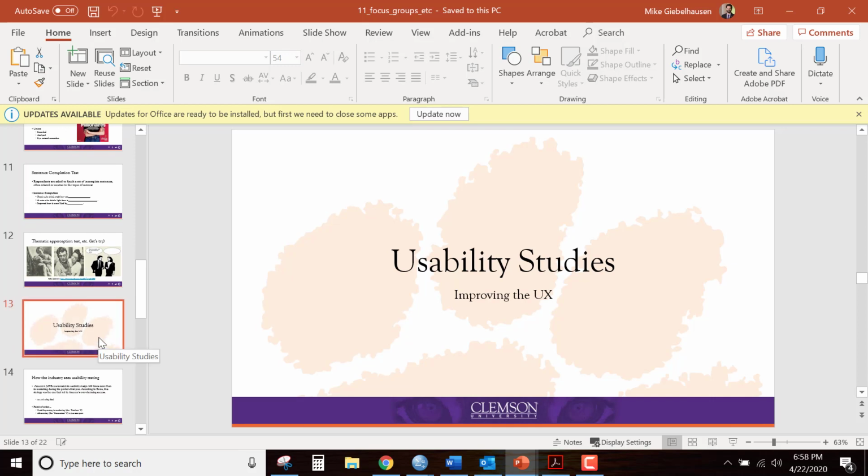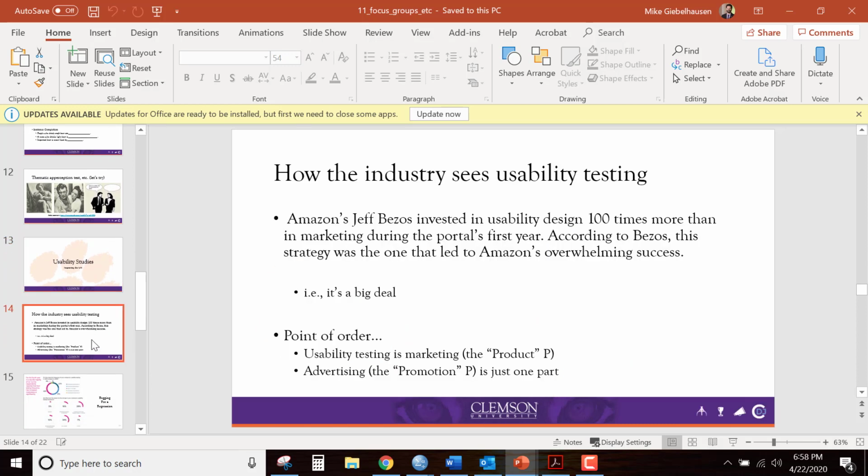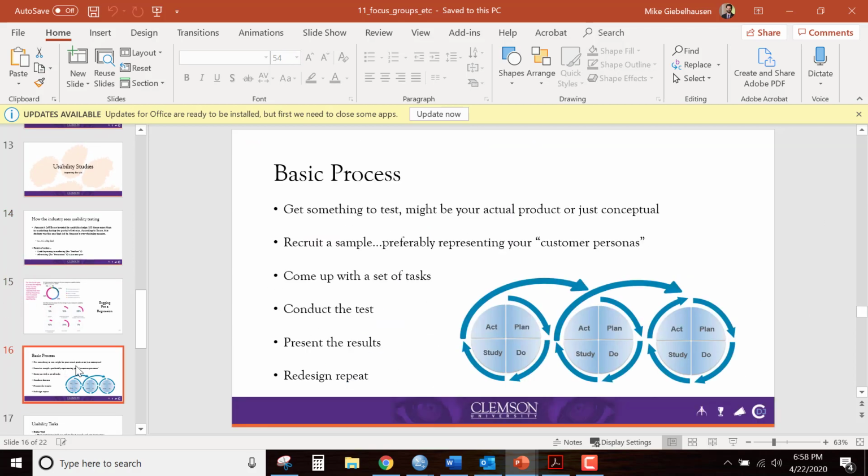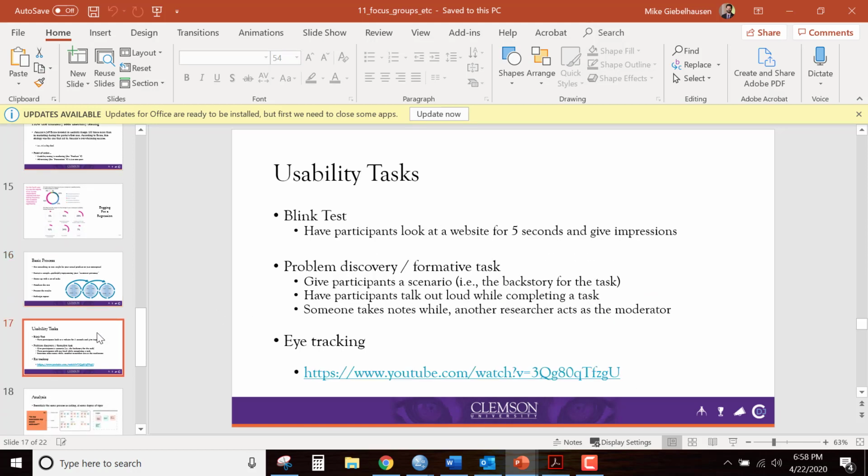All right, moving on to our last topic, which is usability studies. Usability studies are a big deal right now. They're seen as being very successful. There's some histogram on how companies are trying to do more and more of them. It's this idea of growth hacking, or continually improving something and then testing it and improving it again, and again.